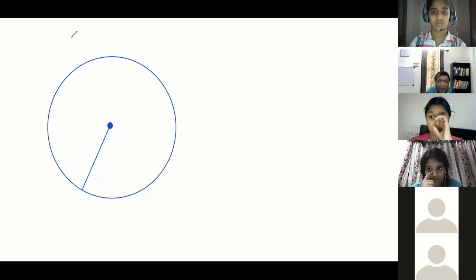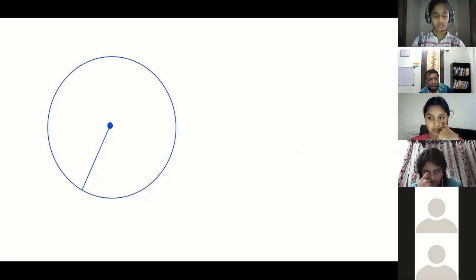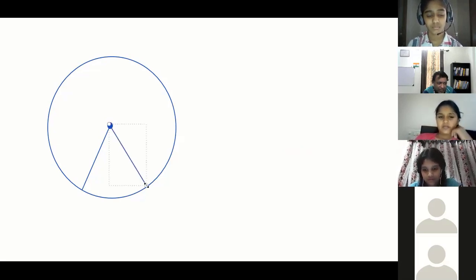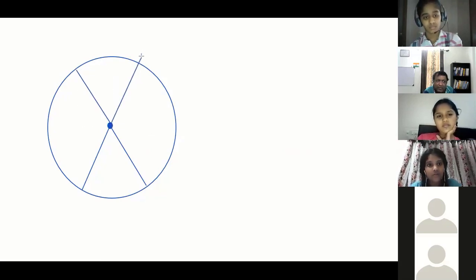Tell me how many radii a circle can have. So many. Like this, guys. This is also a radius. This is also a radius, correct? This is also a radius. The moment you know the radius, you know the circle.